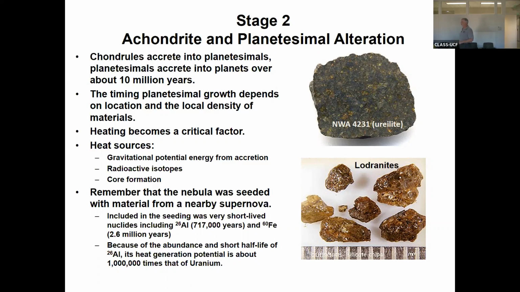Heating becomes a critical factor. Now, there are 3 basic heat sources for planetary accretion. There's the gravitational potential energy from accretion, when you slam stuff together. There's the radioactive isotopes that I was talking about earlier. And also, when you get hot enough, if you differentiate, you actually release energy by having molten material fall to the core of an accreting planetesimal.